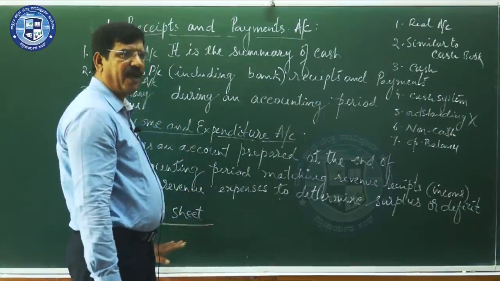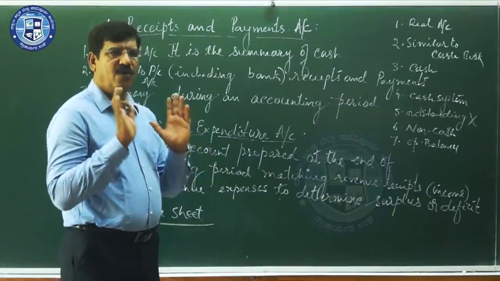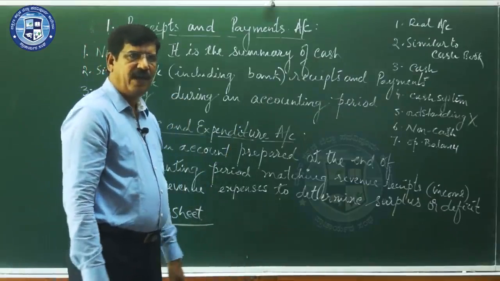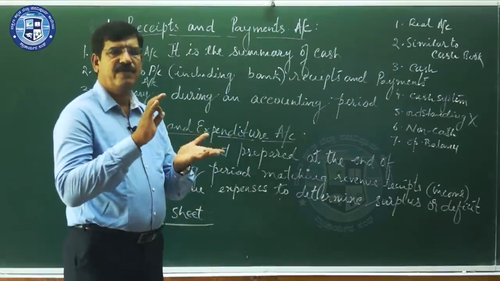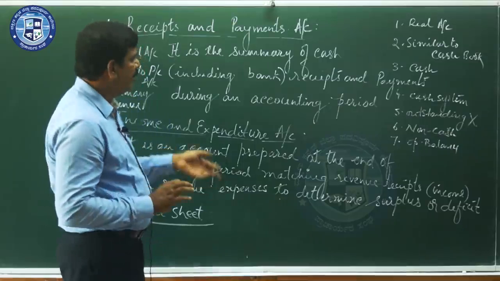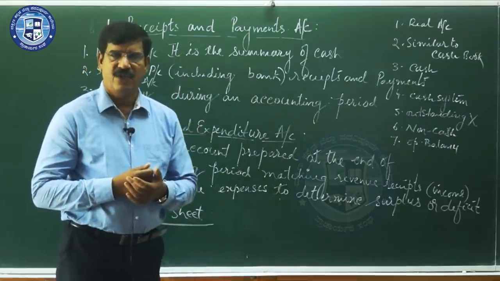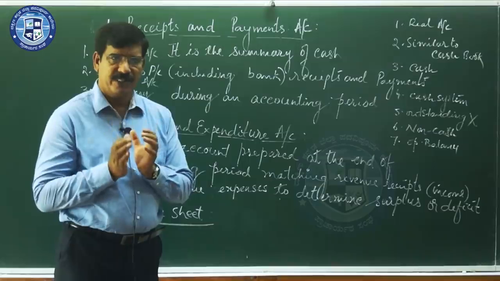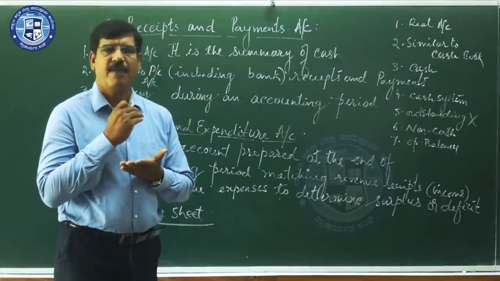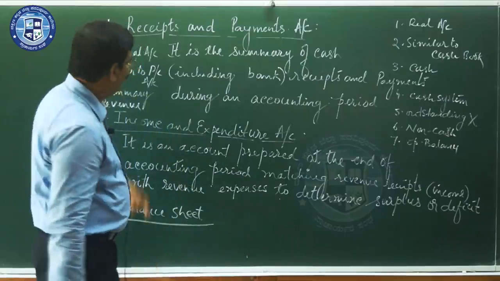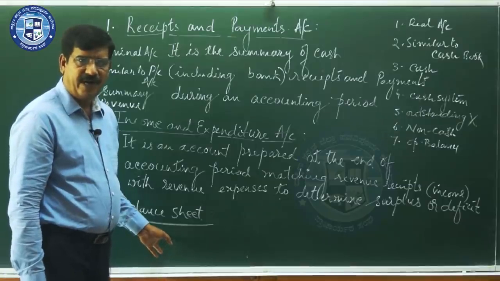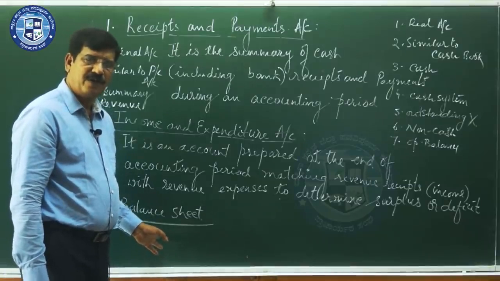Here also we are preparing it in the same way, but the only difference is that in the trading account, while preparing the balance sheet, the difference between assets and liabilities was considered as capital. But here in a not-for-profit organization, while preparing the balance sheet, we must be cautious. The difference between assets and liabilities is called capital fund. So, these three important statements are prepared by a not-for-profit organization.